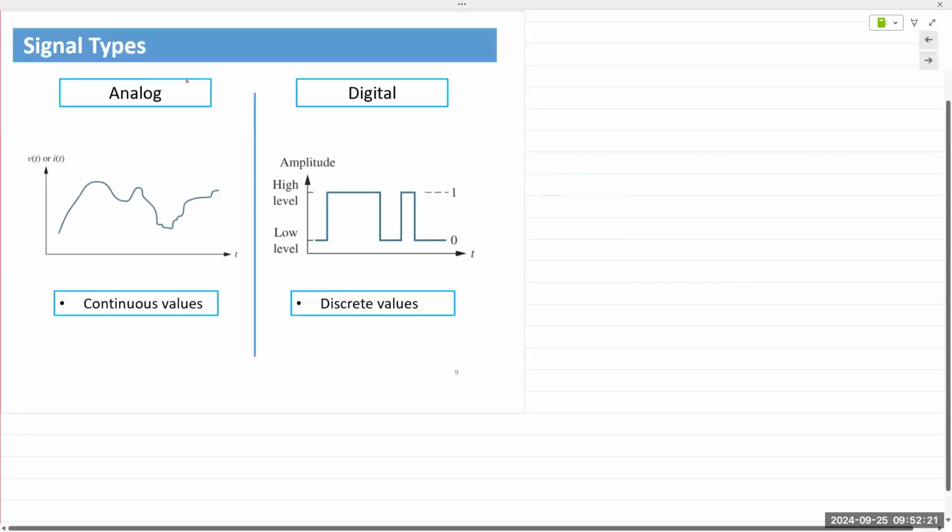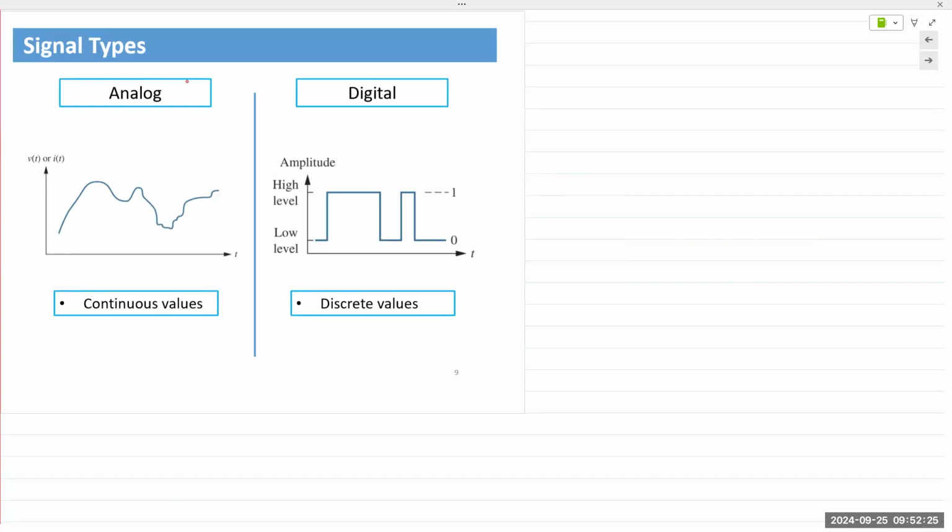Okay, signal types and then notations. All right, so we will deal with analog signals and digital signals. The primary difference between analog and digital is that analog signals have infinite possibilities or infinite values at any given point in time, right? It is a continuous signal or continuous time signal, something that you studied in 228, right?